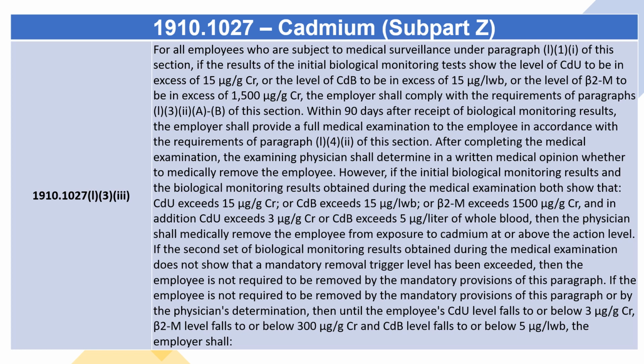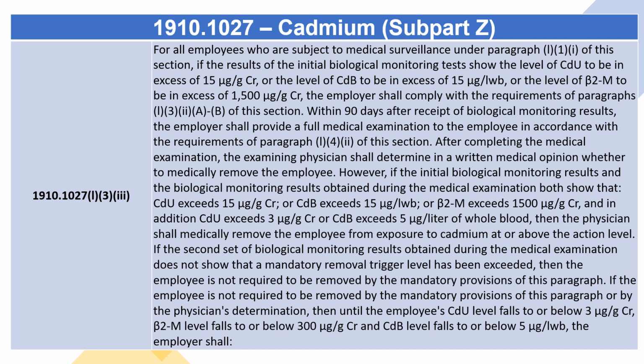After completing the medical examination, the examining physician shall determine in a written medical opinion whether to medically remove the employee. However, if the initial biological monitoring results and the biological monitoring results obtained during the medical examination both show that CDU exceeds 15 µg/gCr, or CDB exceeds 15 µg/LWB, or beta-2M exceeds 1500 µg/gCr, and in addition CDU exceeds 3 µg/gCr or CDB exceeds 5 µg/liter of whole blood, then the physician shall medically remove the employee from exposure to cadmium at or above the action level.